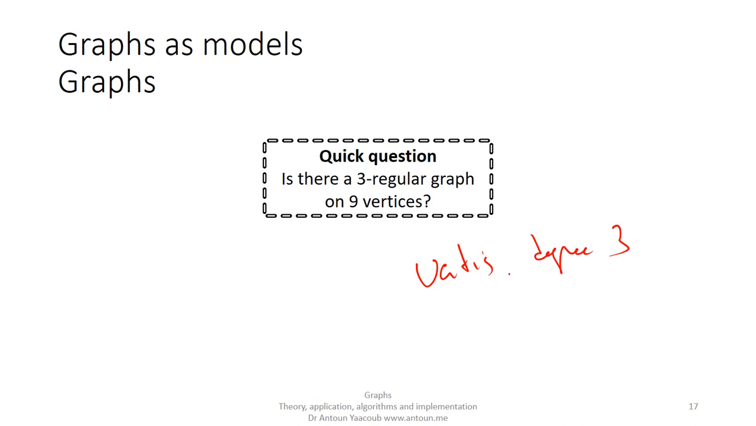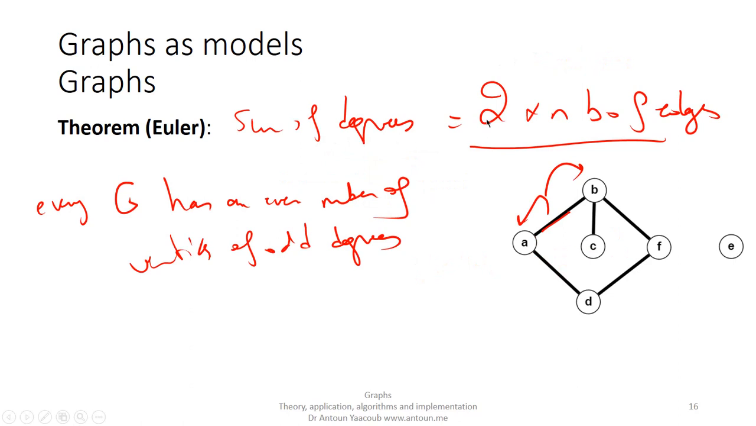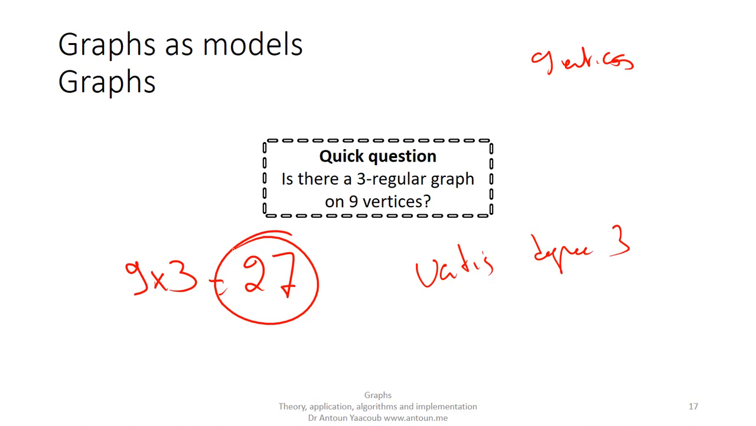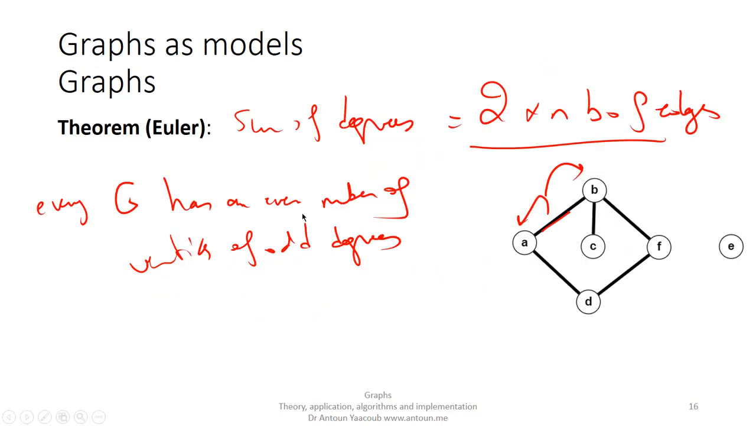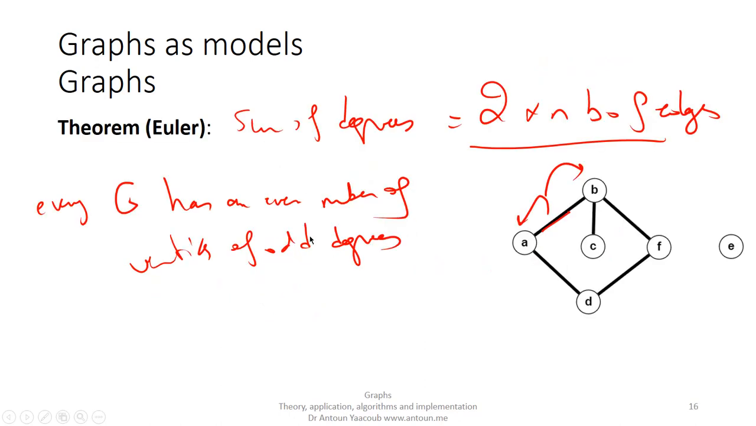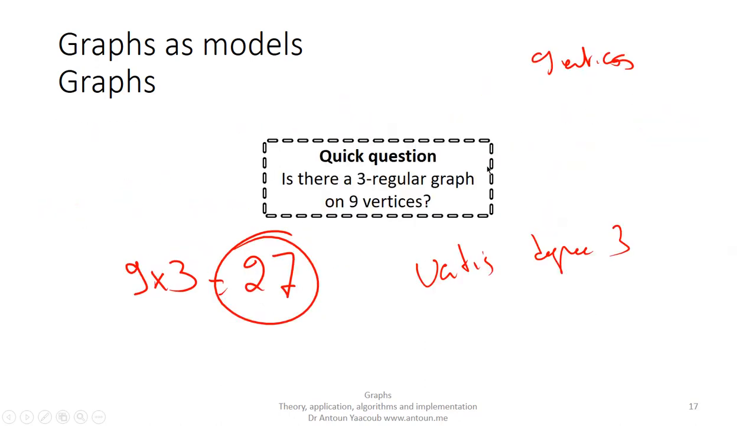Let us do it quickly. I have 9 vertices. We know that the sum of the degrees is equal to twice the number of edges. The sum of the degrees is 9 times 3, which is 27. 27 is not an even number, so obviously I cannot have this. There's no need to continue calculating the number of edges, because I cannot have this equality, as the sum should be even. So we cannot have a 3-regular graph on 9 vertices. It's very easy to see that.